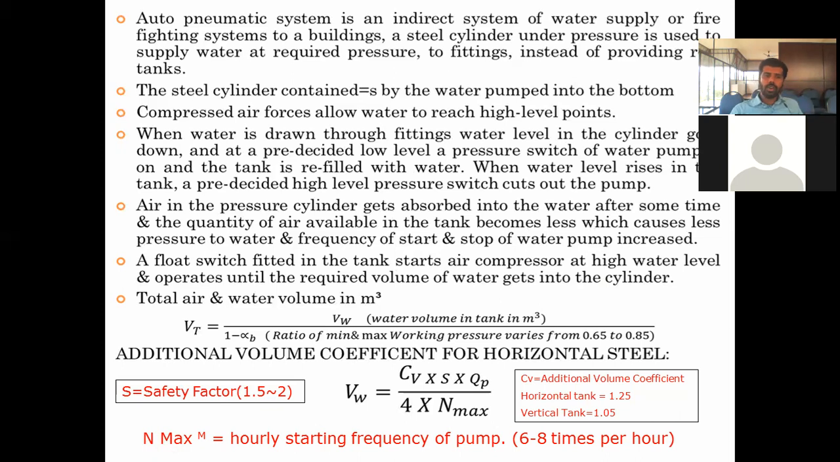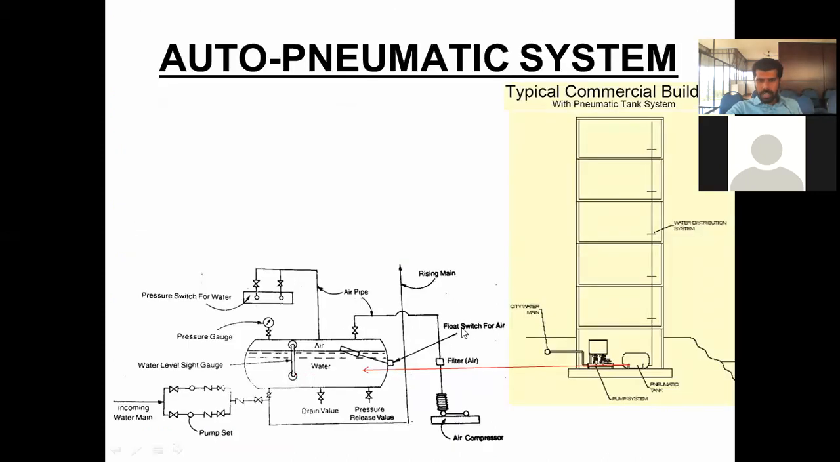So then a float switch fitted in the tank starts the air compressor. This time we were dealing with the water pump only: how it starts, how it cuts off, at which level it cuts off, and at which level it starts. Now a float switch is fitted in the tank. So you can see a float switch for air.